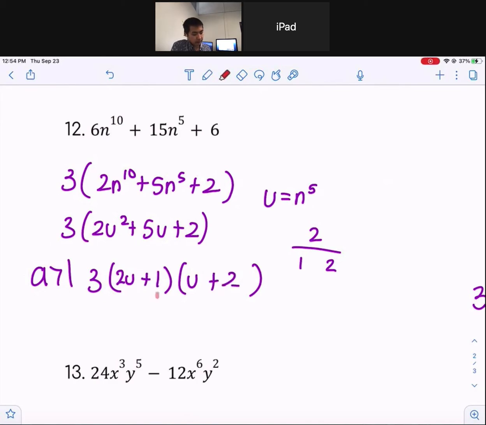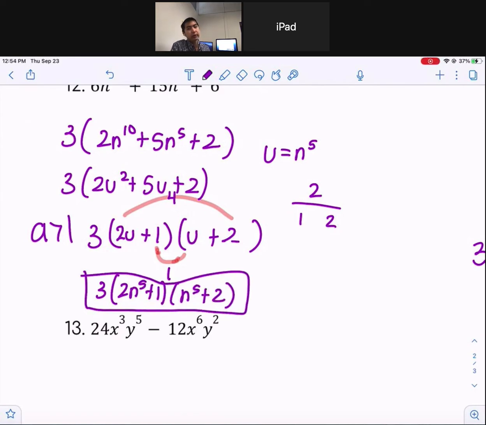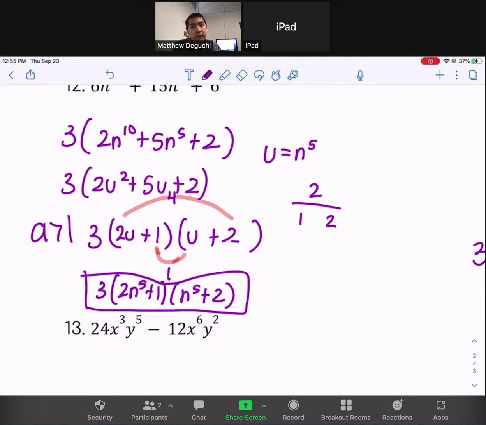How do I know that? Because when you add up the happy face with the rainbow, 1 times u is 1u, 2u times 2 is 4u. What's 4 plus 1? That's 5u. So that is the correct method, but then you gotta plug in n to the 5th back in for u. 2n to the 5th plus 1, n to the 5th plus 2. But if you do your grouping method after a is greater than 1, that would also work as well.